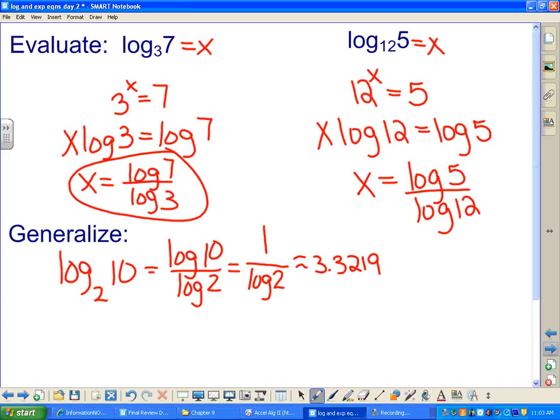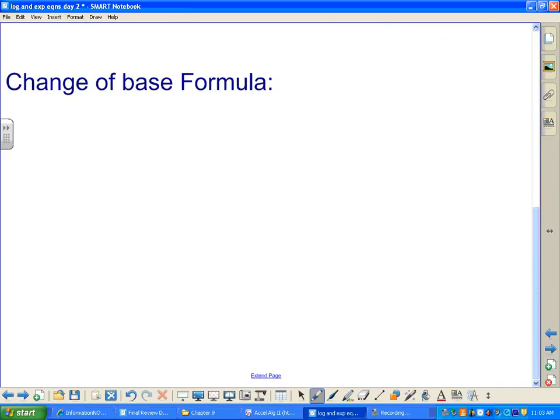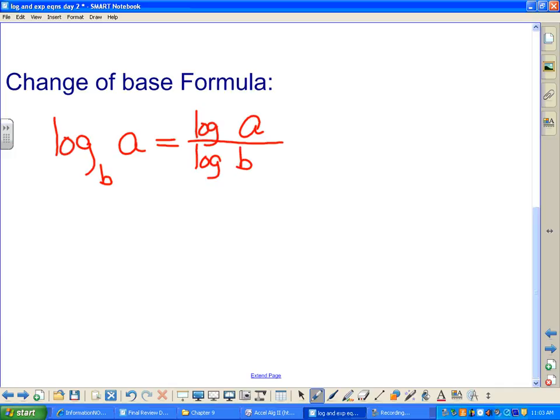Okay? This process right here is called the change of base formula. The change of base formula says this. If you have the log base b of a, it can be rewritten into 2 logs that are being divided, where the top log is the log of a divided by the log of b.